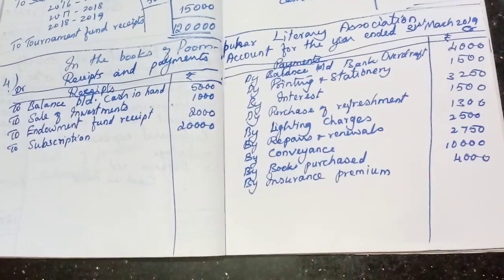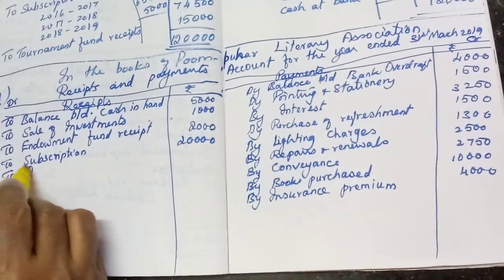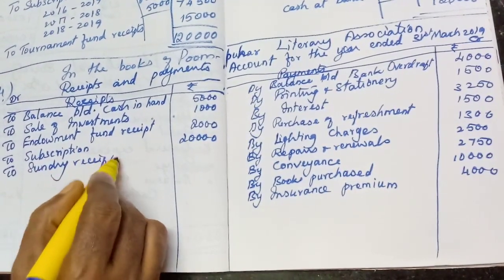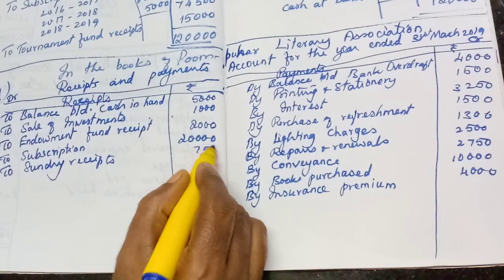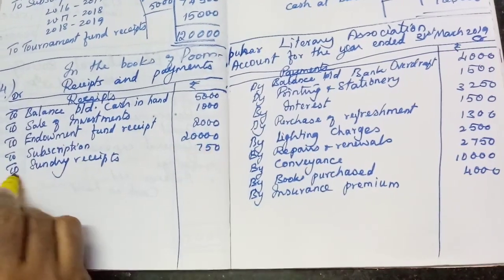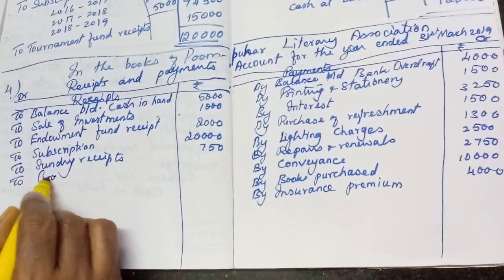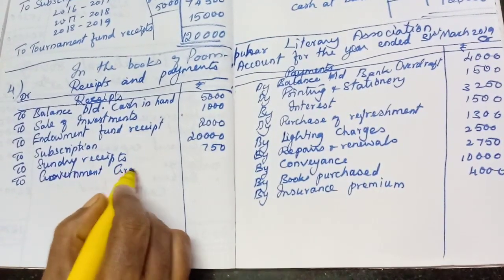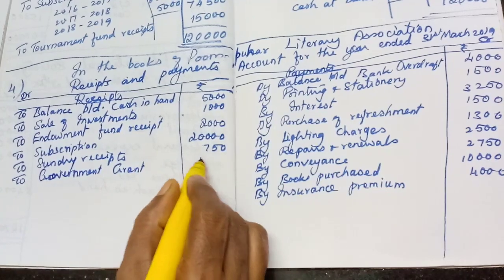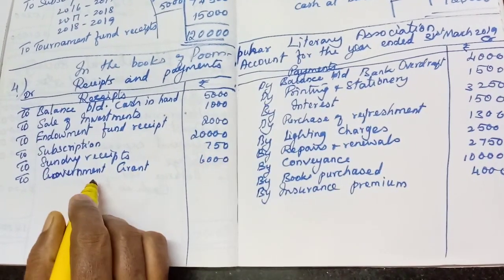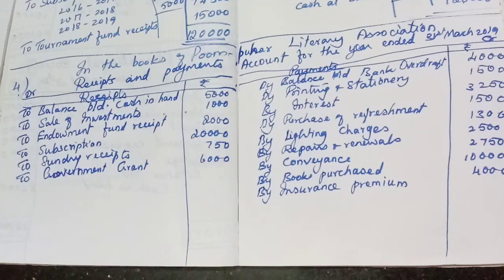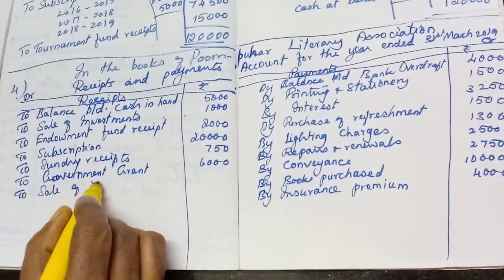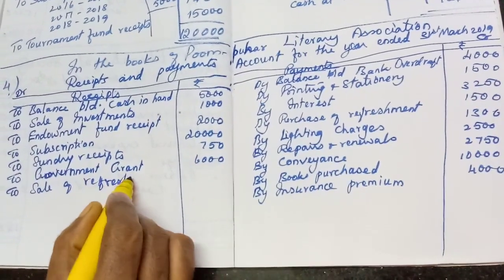$4,000. Sundry receipts. Sundry receipts, 750. Government grant received. Government grant, $6,000. Sale of refreshment. Sale of refreshment.